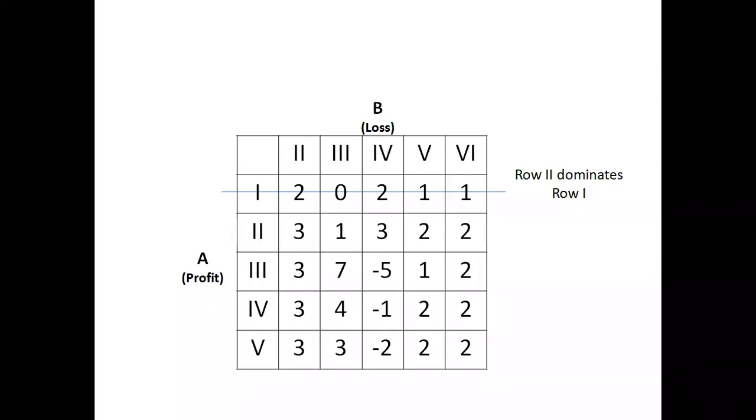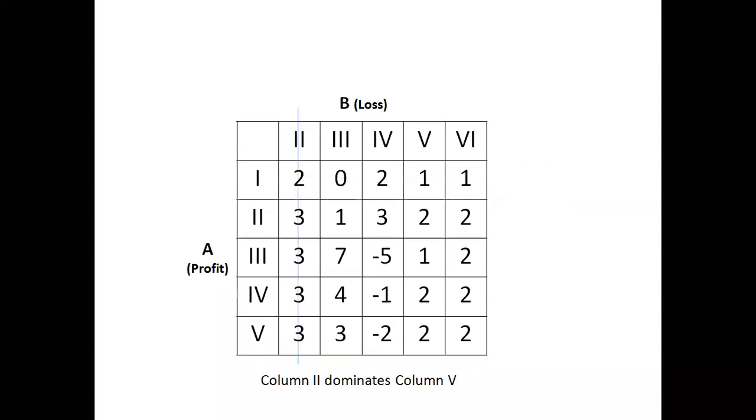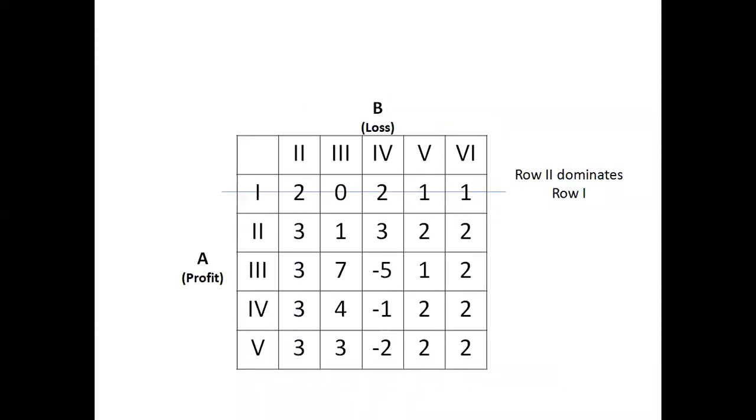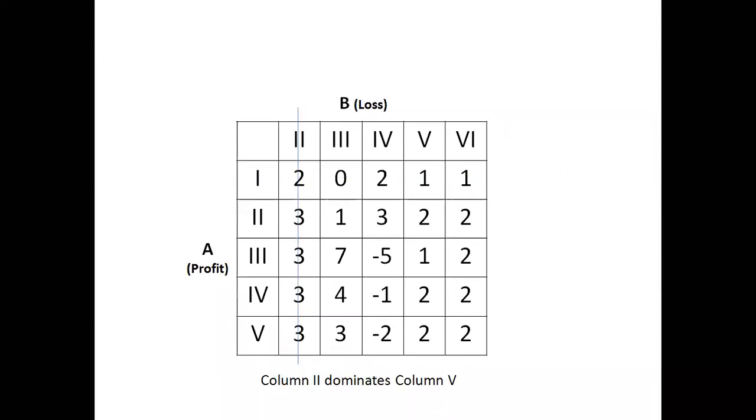Now you see that row 2 dominates row 1. That means every element in row 2 is greater than or equal to the element in row 1. So you see that row 1 is eliminated. So the next figure will be the one which is deleted. So I forgot to delete that row.